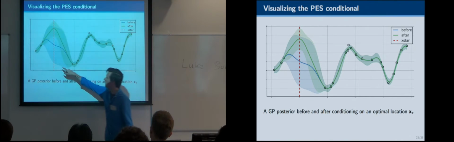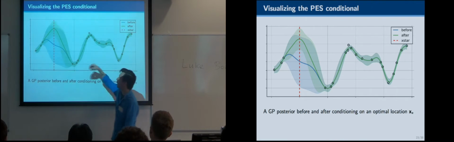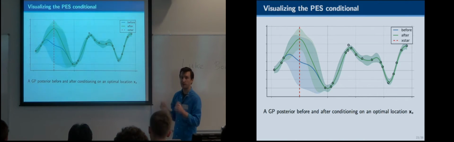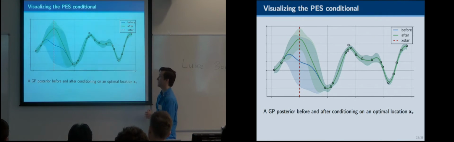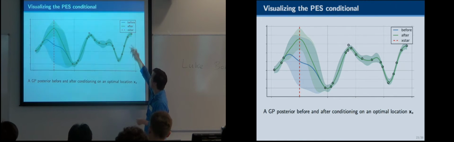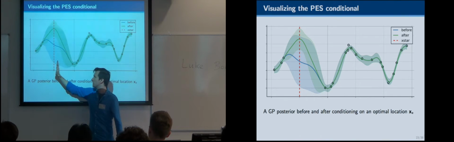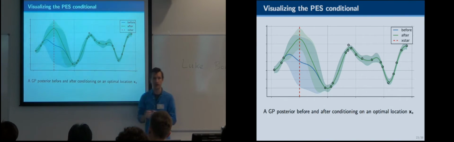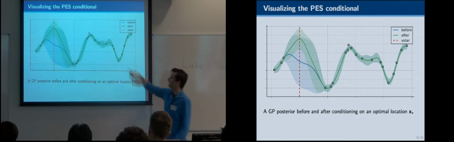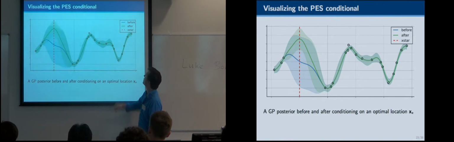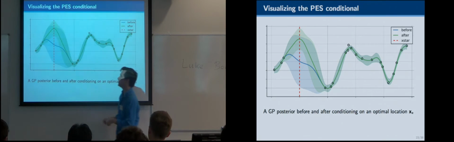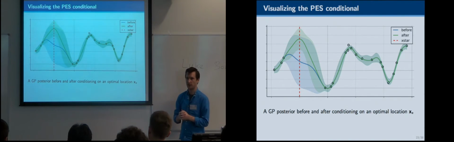So in blue here, I've shown the results of just the Gaussian process given the current data that I have about the system. And then what I'm going to do right here is that at x star, I'm going to make an observation that x star is actually the location of my maximizer. So in green, we have the posterior after conditioning on x star. And in blue, we see the prior before conditioning on x star.